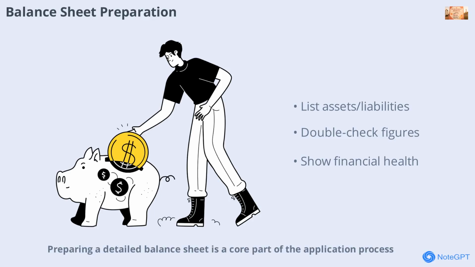Preparing a detailed balance sheet is a core part of the application process. List all assets and liabilities clearly and ensure your figures are accurate. This document helps agencies assess your financial health and make informed decisions about your loan.